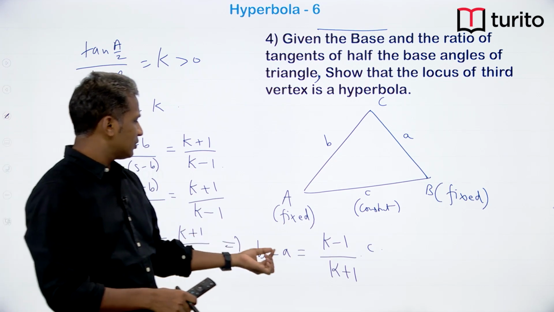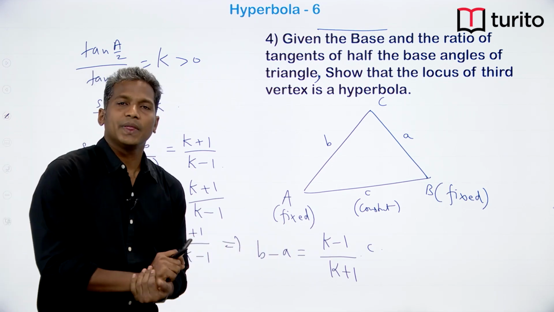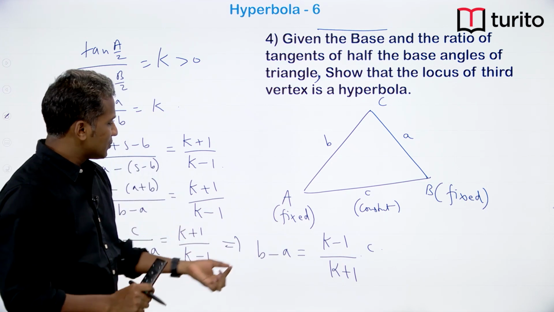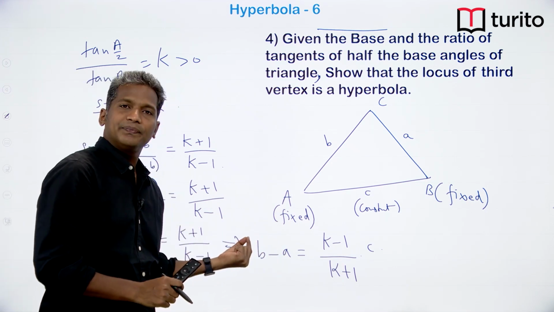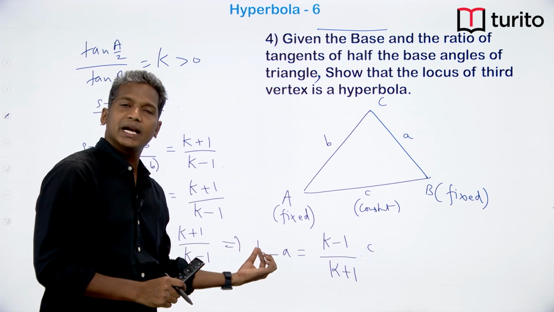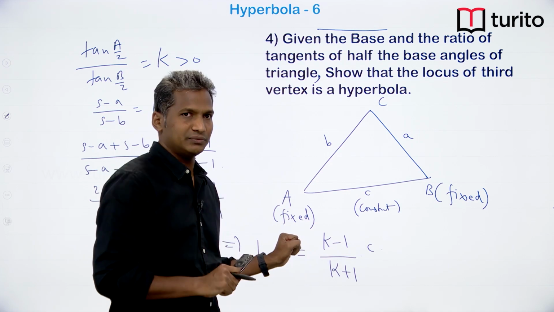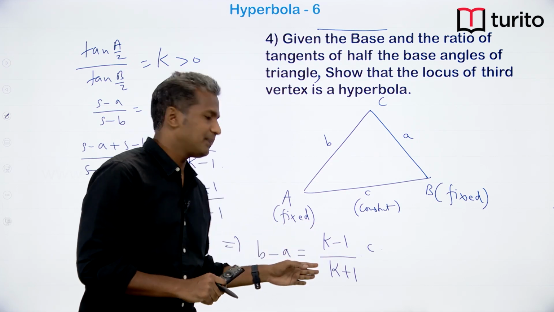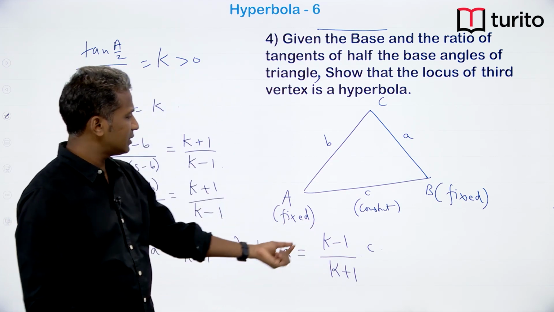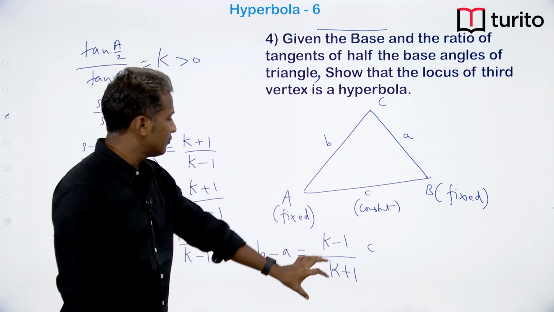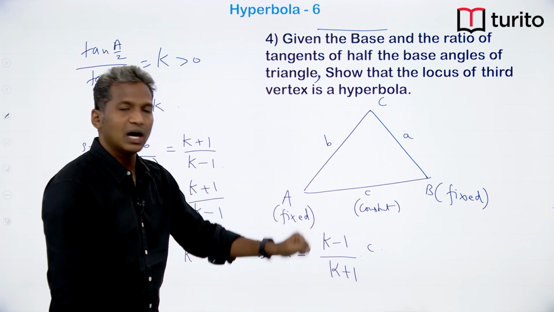Now here out of these two, b and a, we do not know which is bigger, which is smaller. So if a is bigger than b, then that means this LHS is negative. So that means RHS also must be negative. So when is it possible? k is anyways a positive number, but when k is smaller than 1, we may get a negative value in the RHS.